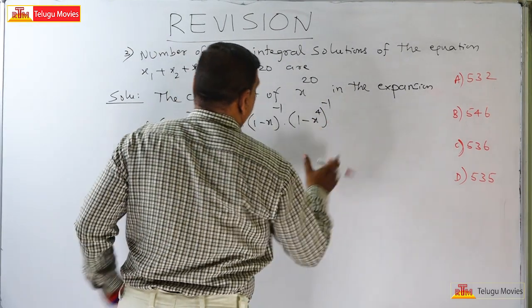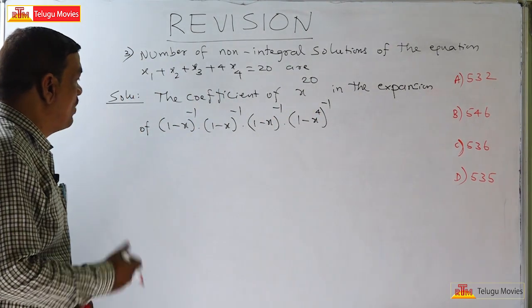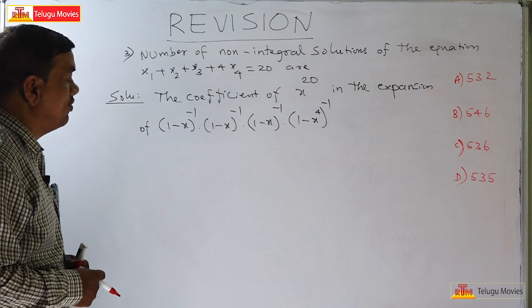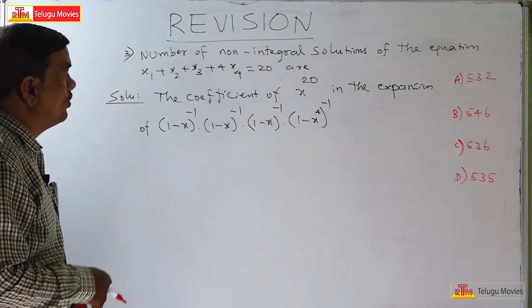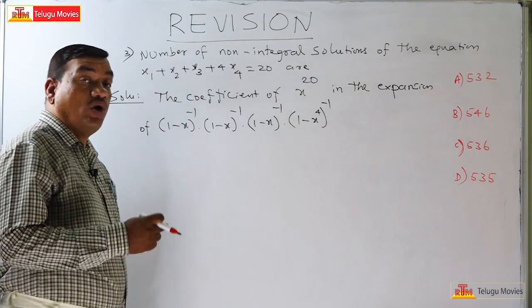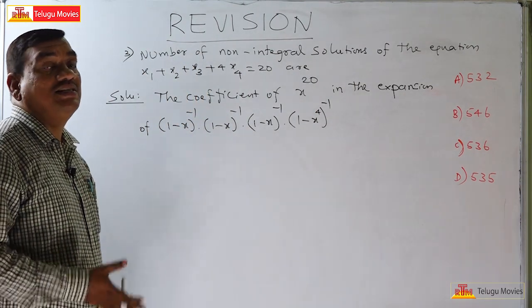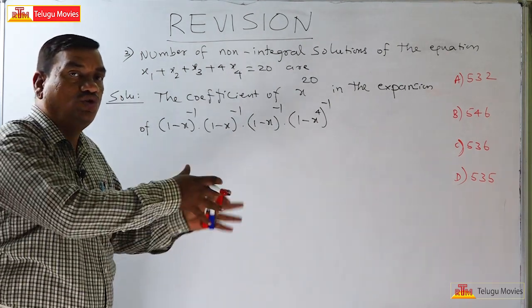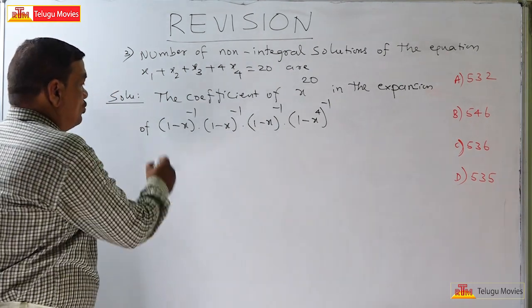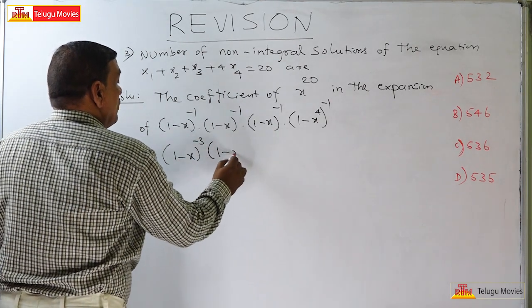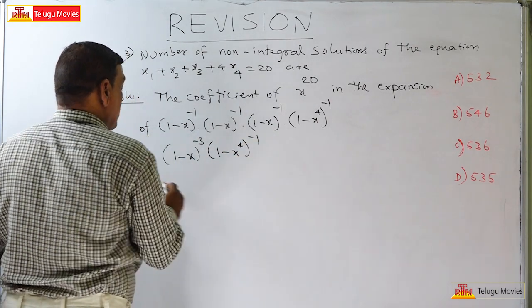In this expansion, that is (1 minus x)^-1, (1 minus x)^-1, (1 minus x)^-1, (1 minus x^4)^-1, the coefficient of x power 20 is nothing but the number of integral solutions of this equation. Just go through the multinomial theorem. So let us see here: this is (1 minus x)^-3 and (1 minus x^4)^-1.